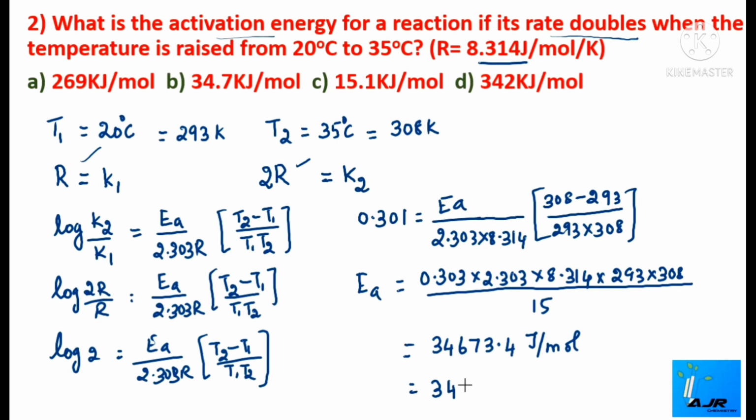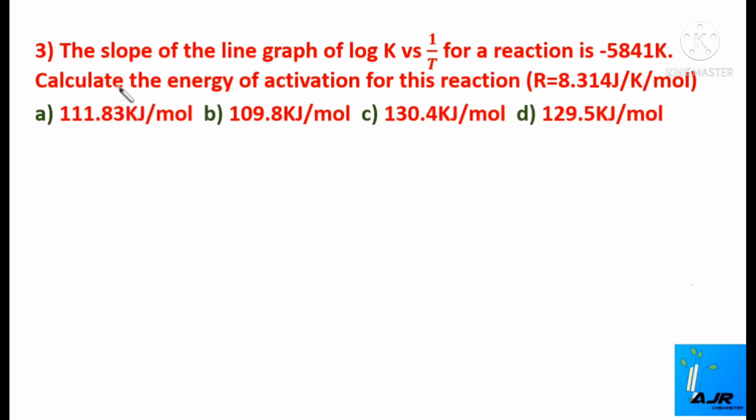You should divide by 1000. If you want to convert this joules per mole into kilojoules, you should divide by 1000. So this becomes 34.7 kilojoules per mole. Understood, students? This is how we should do the problem. So what is the answer? This option B is correct, right? 34.7 kilojoules per mole, right? Read the next problem, students.